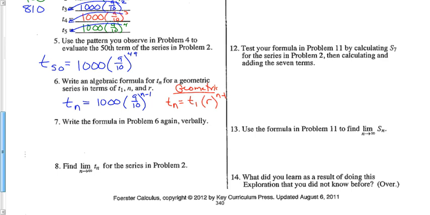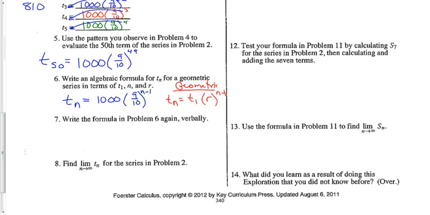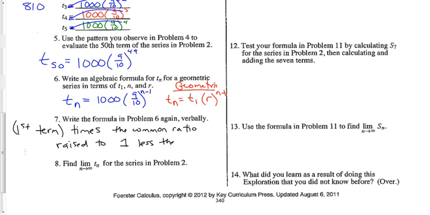Number 7. Write the formula in problem 6 again verbally. Okay, so all we do is we take the first term times the common ratio raised to 1 less than the term number. And if you need a minute to write that down, go ahead and pause the video.